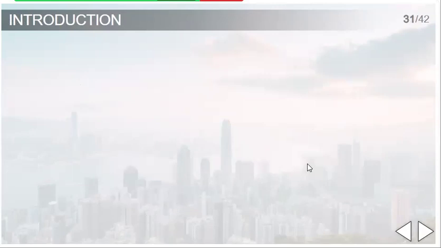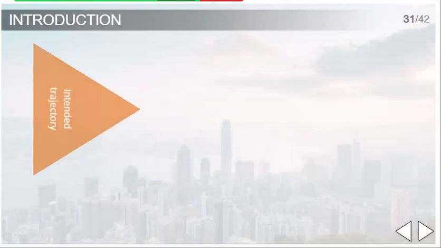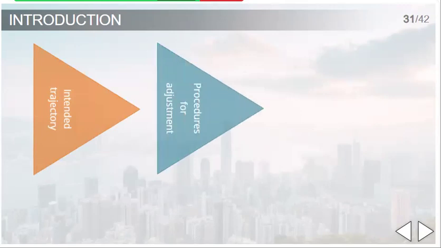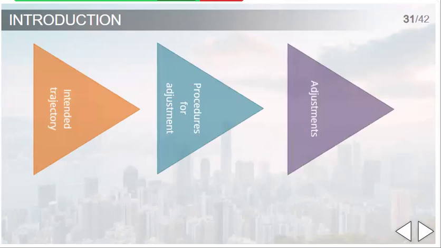While there are many approaches that can be used to address the question of whether and how carbon taxes should change over time, policymakers are advised to follow a three-step approach. First, set the intended trajectory. Second, determine the procedures for possible adjustments. And third, set the rules by which adjustments are made.